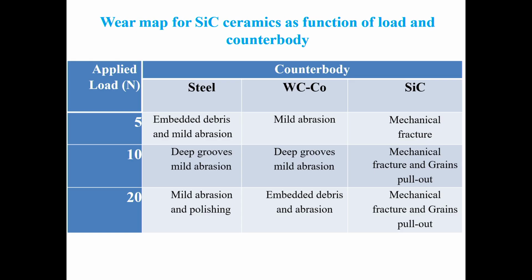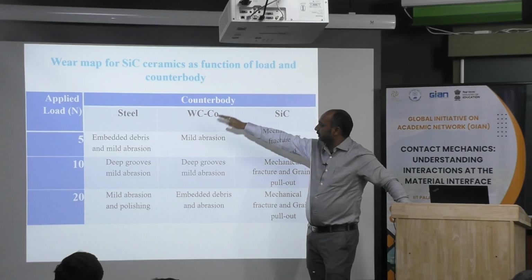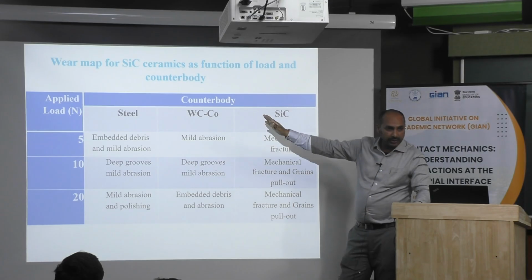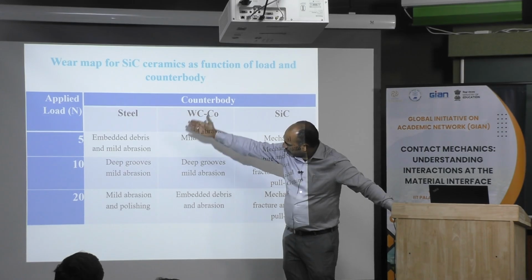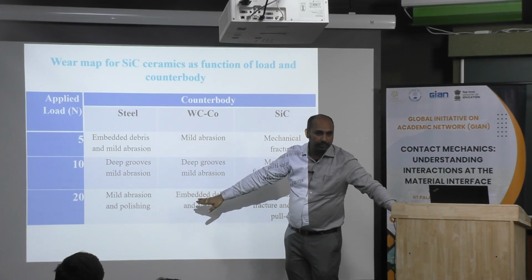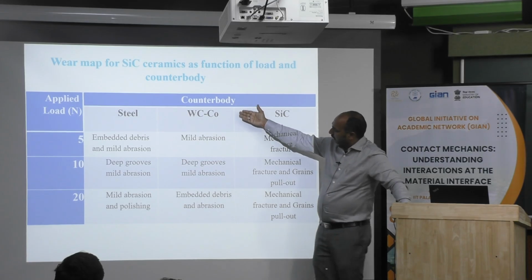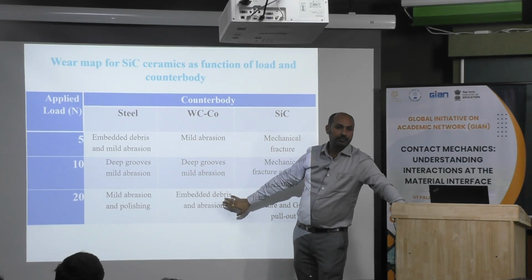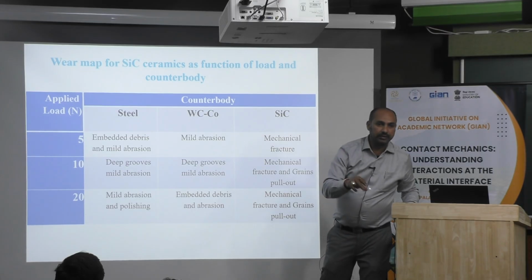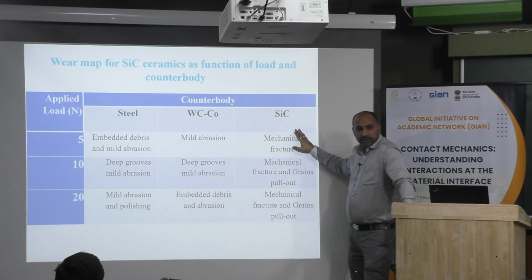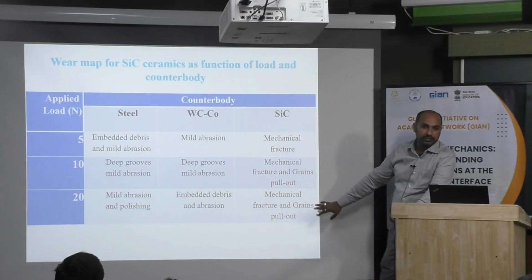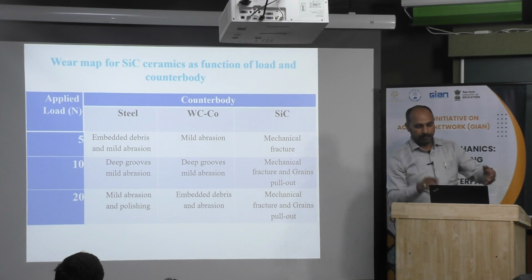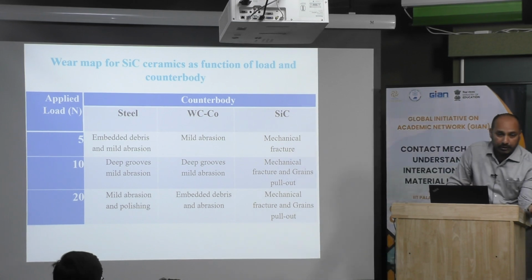With respect to load, what we found here is, for steel, tungsten carbide and SiC, with change in load, in the case of steel we go from embedded debris to deep grooves and mild abrasion. For cermet it is mild abrasion, then deep grooves, again embedded debris, in both steel and cermet. But for the hard surface SiC, mechanical fracture becomes continuously more dominant with increasing load, since the counter body is ceramic silicon carbide.